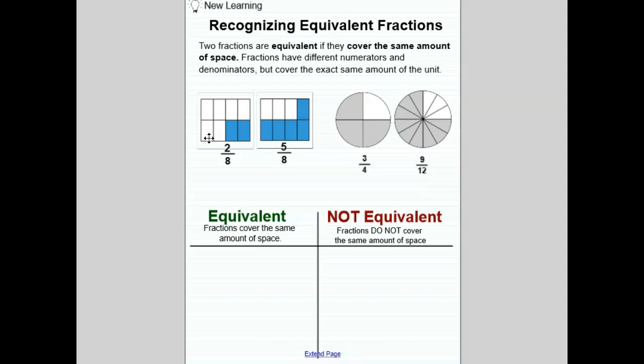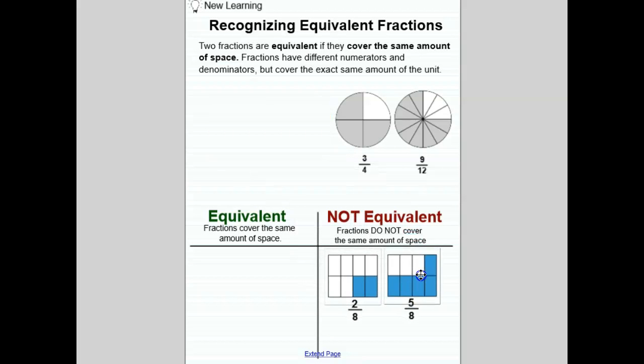Well, let's compare them. They're both broken into 8 equal parts, okay? But 2/8 only has 2 of those equal parts shaded or selected. 5/8 has 5 of those equal parts shaded or selected. So I know right away that 5/8 covers much more of the unit. It's a larger fraction. So I know right away that 2/8 and 5/8 are not equivalent.